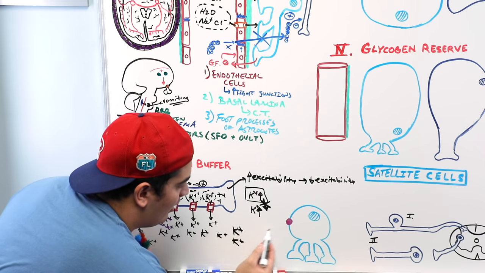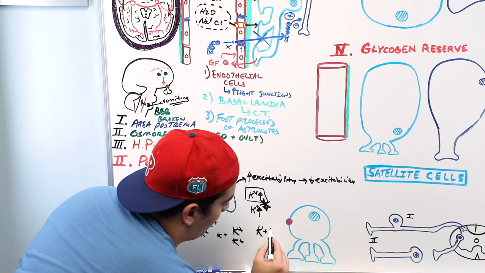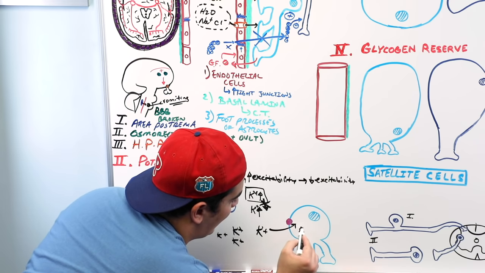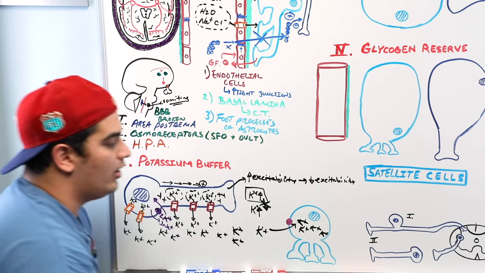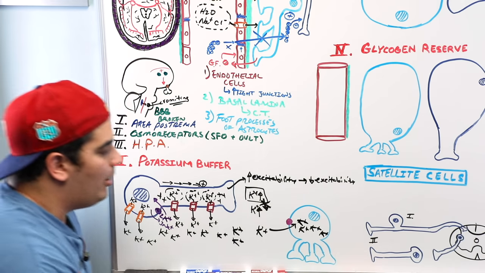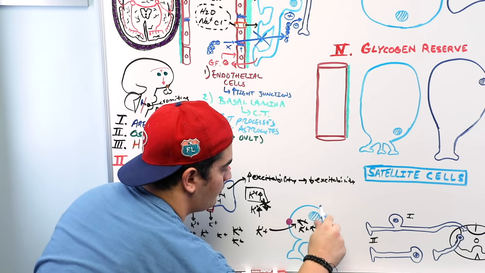Well, guess what? These astrocytes are here to the rescue. They have little channels on them. And what they do is they take this potassium up, and they can store some of this potassium inside of them. You know what else is really cool? If maybe too much potassium is getting stored inside of this astrocyte, guess what it can do?